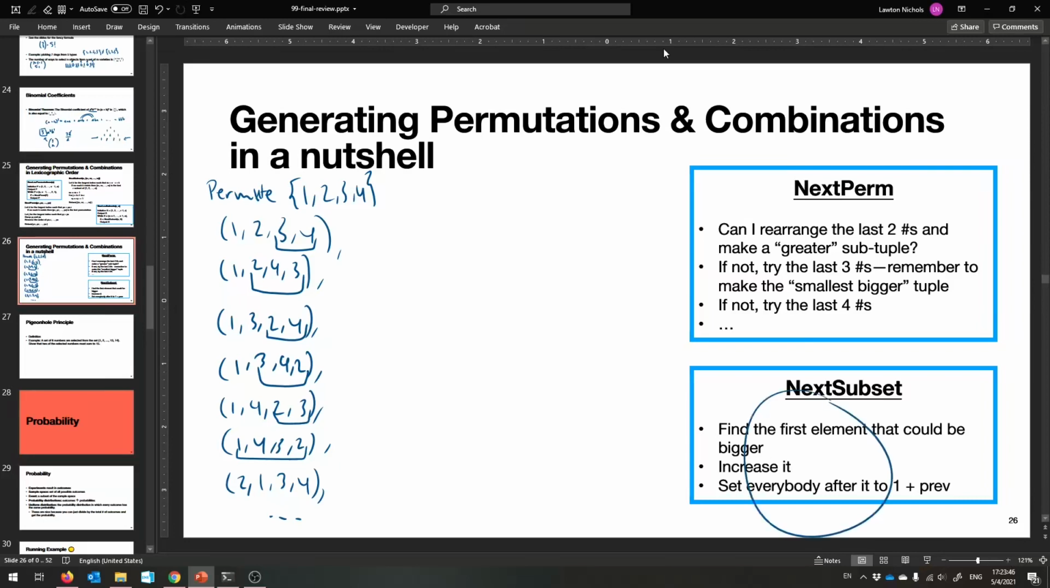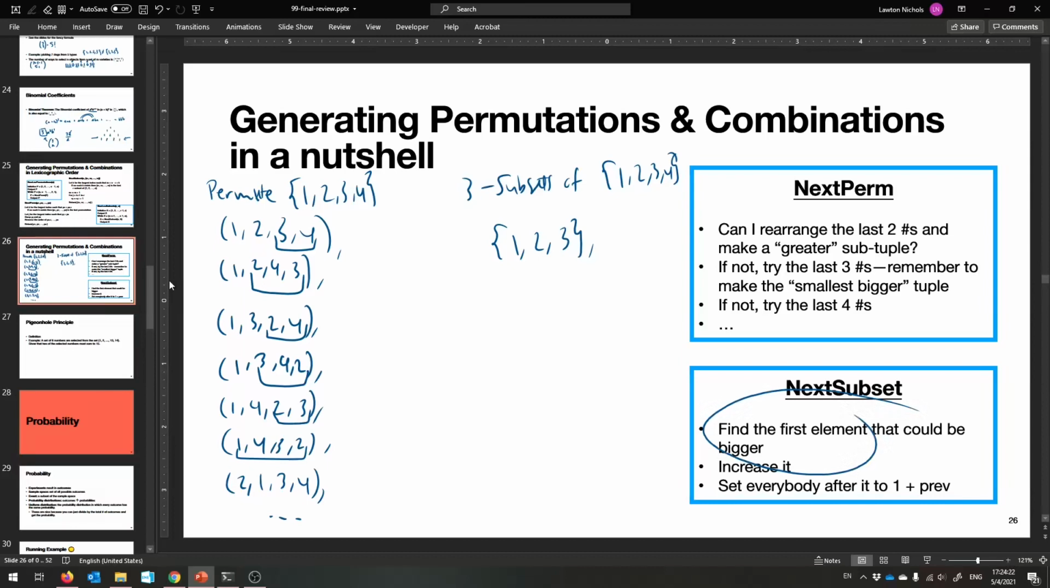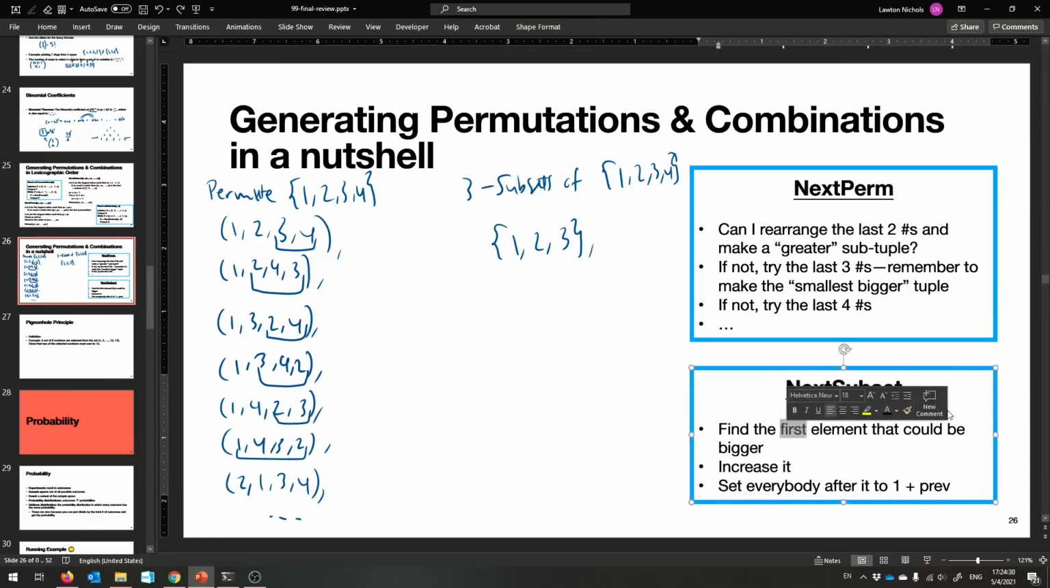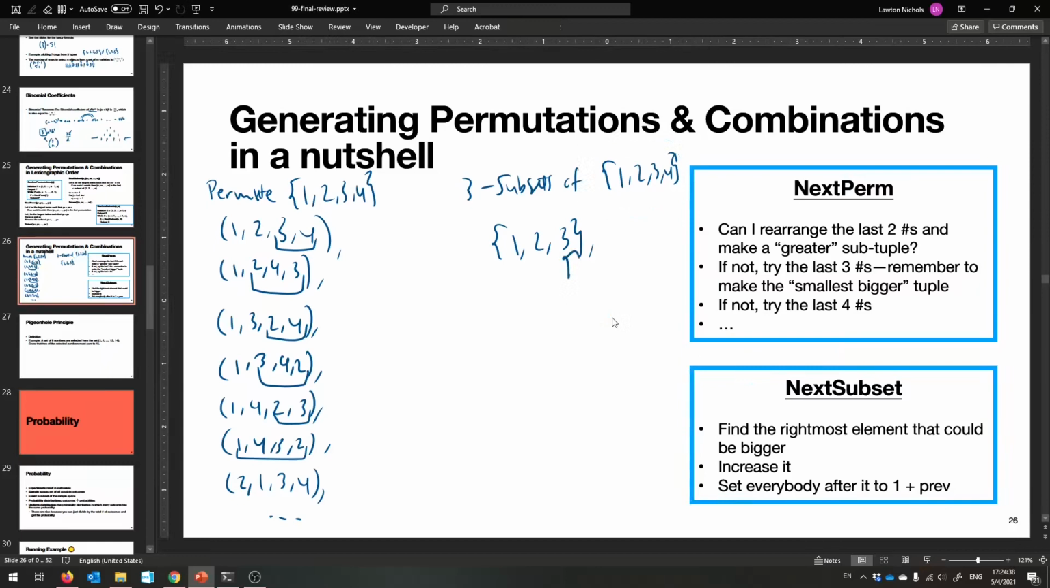And next subset is quite similar, okay? Let's do subsets of 1, 2, 3, 4. Let's do size 3 subsets of the set 1, 2, 3, 4. So the first one is always 1, 2, 3. And then we want to find the next subset in lexicographic order. And so the idea is, find the rightmost element that could be bigger. Because I have these numbers to choose from, this 3 could be bigger, it could be 4. Yeah? So that is the next one. Increase it. And then if there's anybody after it, we're going to do some stuff.